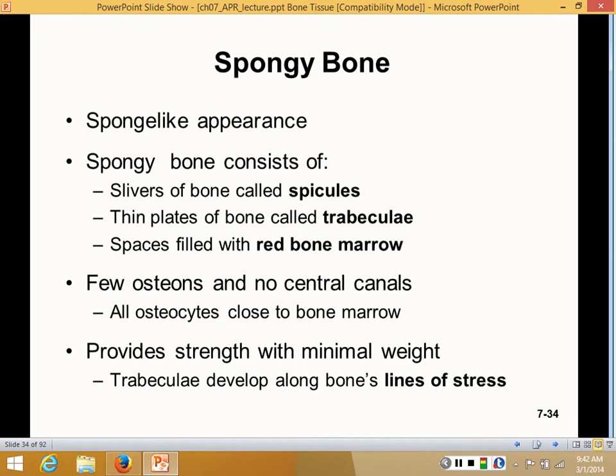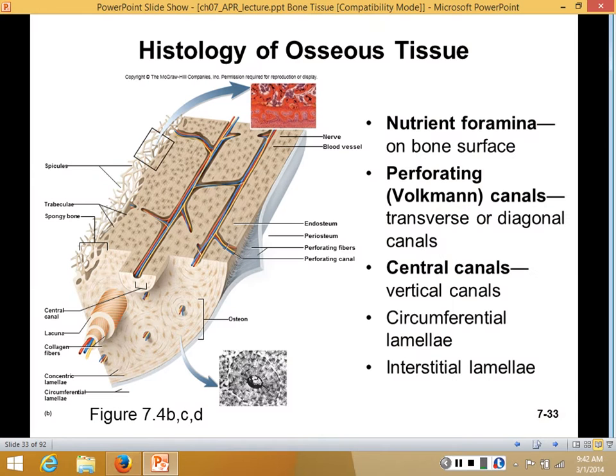I will mention this. Let me go back. That collagen is here. Okay. They pulled out three little sections of the lacunae. Okay.